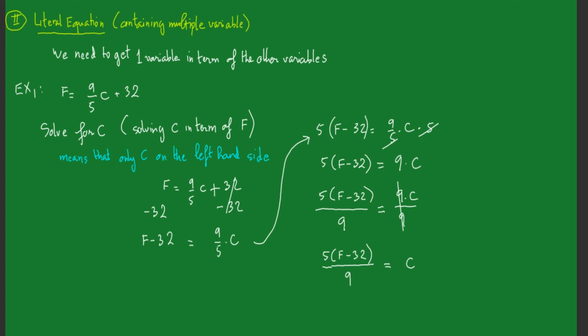So what does it mean? It means I got c in term of f. You see that on the left hand side, there's only f and the number, and on the right hand side I have only c. I can rewrite it. So I can write it as c equal to 5 times f minus 32 over 9. Here you go. So that will be the final answer. Okay.